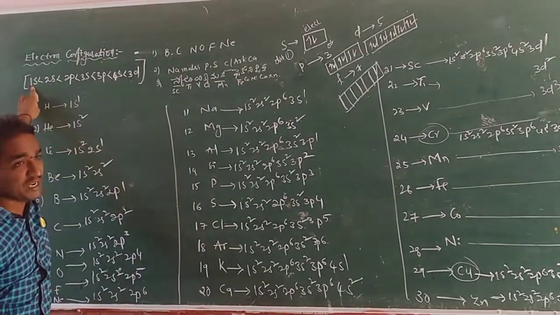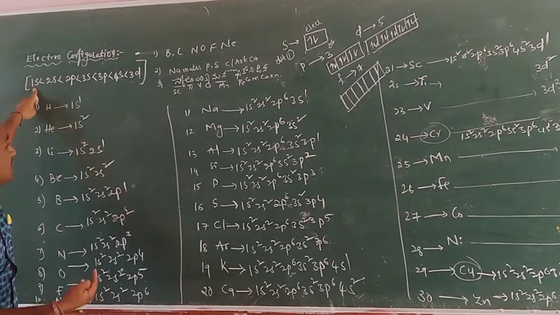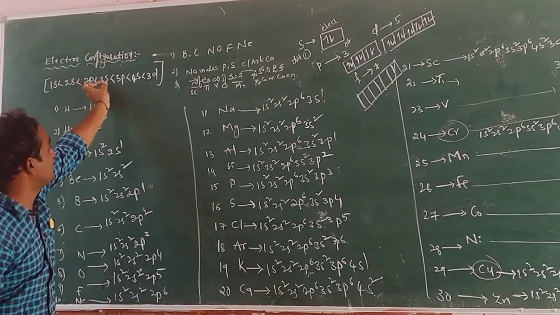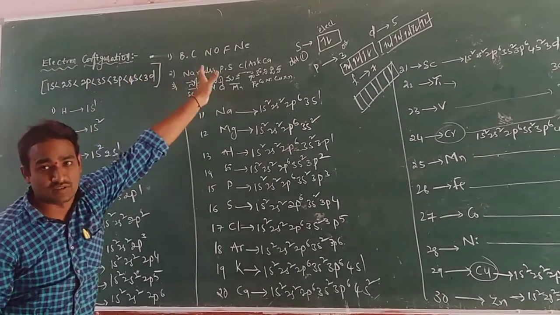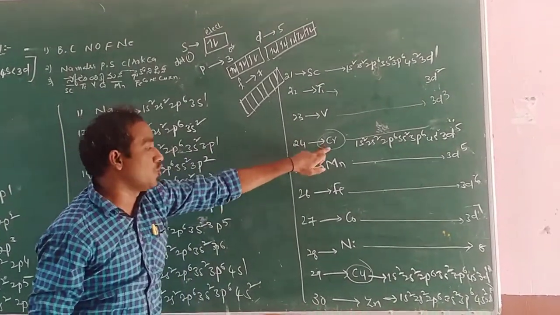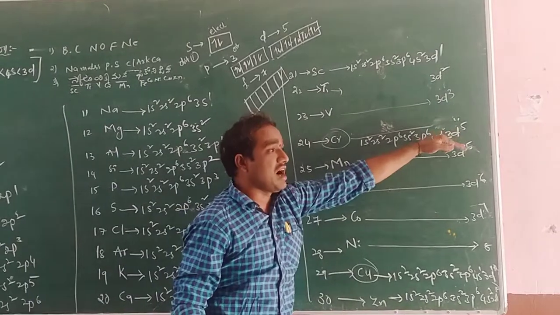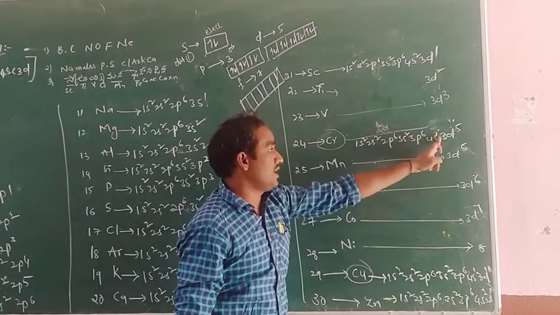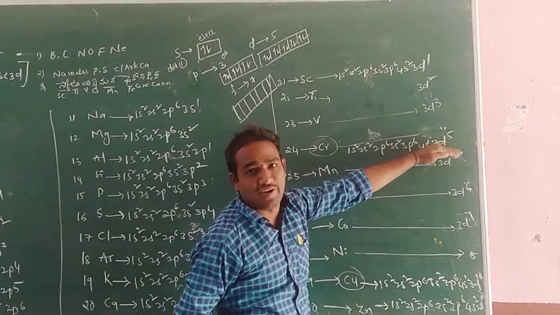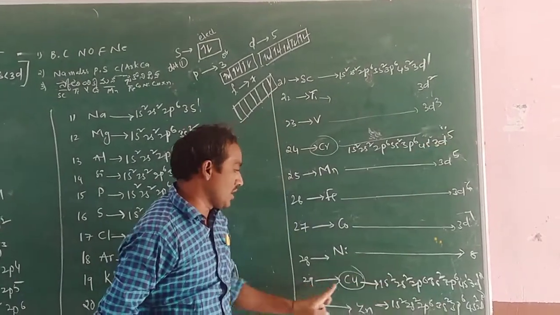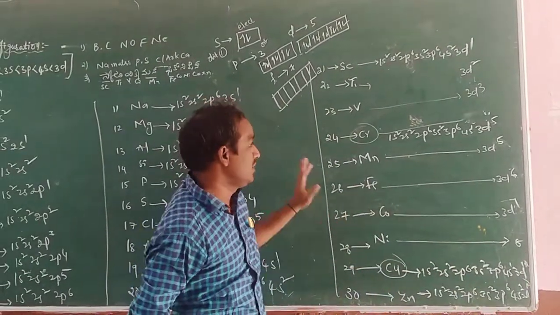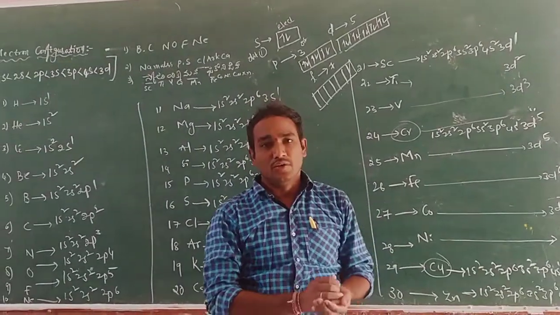After completion of 1s, next 2s. After filling 2s, next 2p, then 3s, 3p, 4s, 3d, like this. Chromium and copper have a special property in their electron configuration: the half-filling rule and the full-filling rule. One electron is shifted to the next orbital, giving the half-filling rule for chromium and the full-filling rule for copper. So thank you.